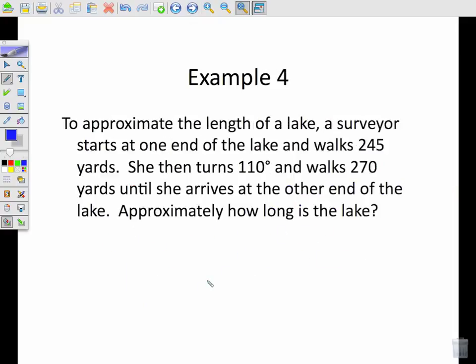All right, example 4. To approximate the length of a lake, a surveyor starts at one end of the lake and walks 240 yards. She then turns 110 degrees and walks 270 yards until she arrives at another end of the lake. Approximate how long is the lake. Well, you guys have this diagram here, so let me go ahead and get that in here.